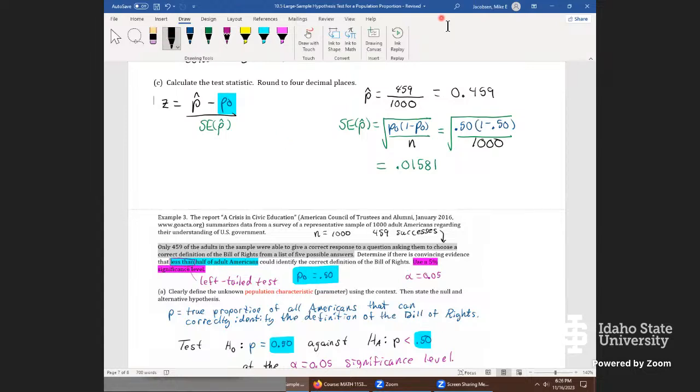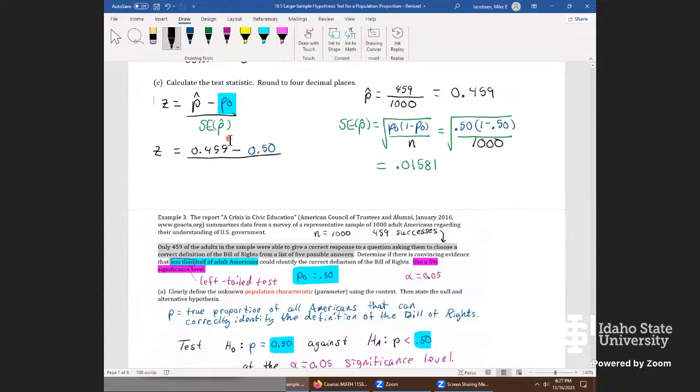So after all this preparatory work on the margin to the right, we just plug everything back in. We're just about to get our test statistic z. So z is measuring the standard deviations of your actual data against our hypothesized value of what the parameter p should have equaled. So it's going to be equal to 0.459 minus 0.50.